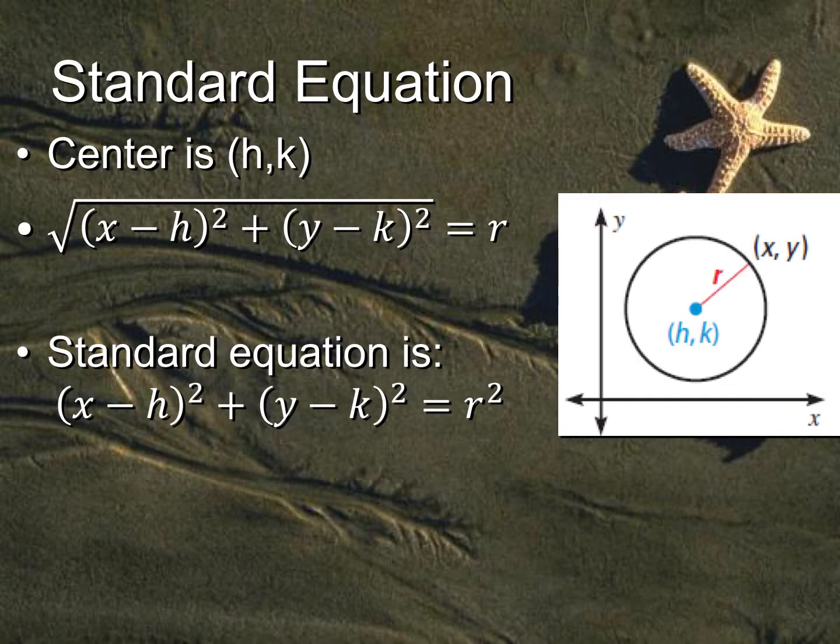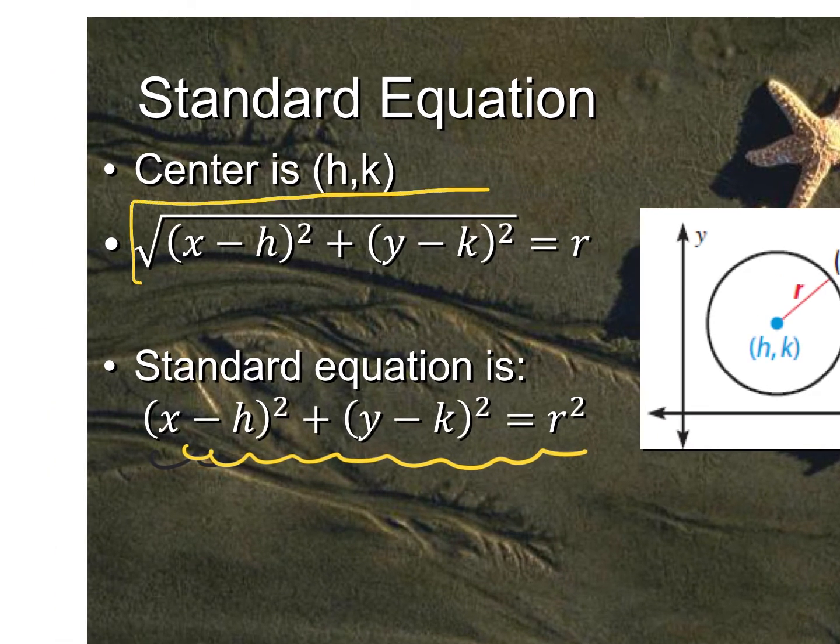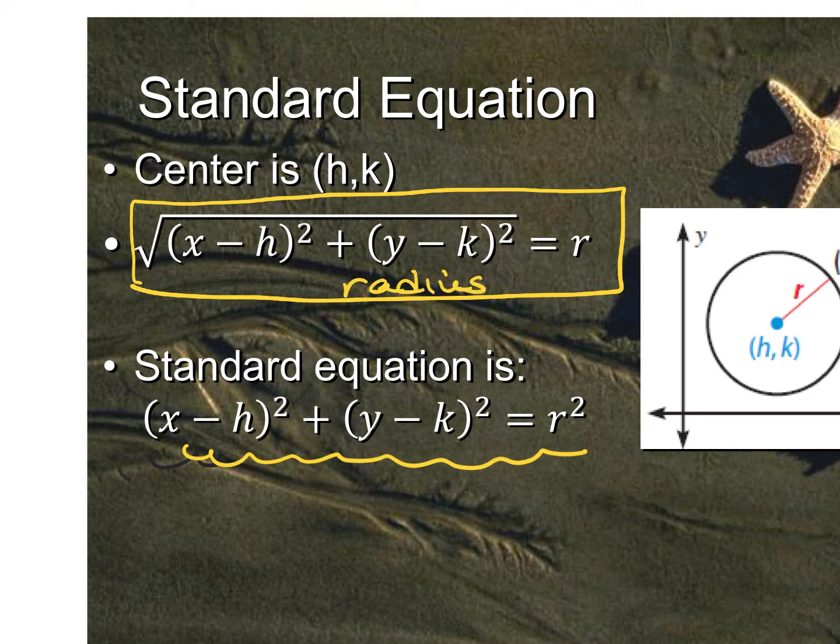Now, the standard form of the equation when the center is not at 0, 0 is going to be this one down here. The x minus h squared plus y minus k squared equals r squared. This formula that's right here, this is going to be the formula used to find the radius. But if you notice, it's just the standard form with a radical on top of it, because all they really did was take the standard form and solve it for r.